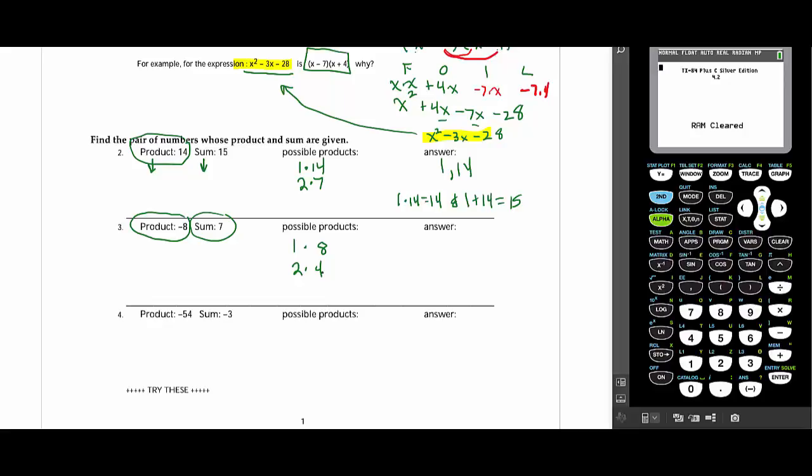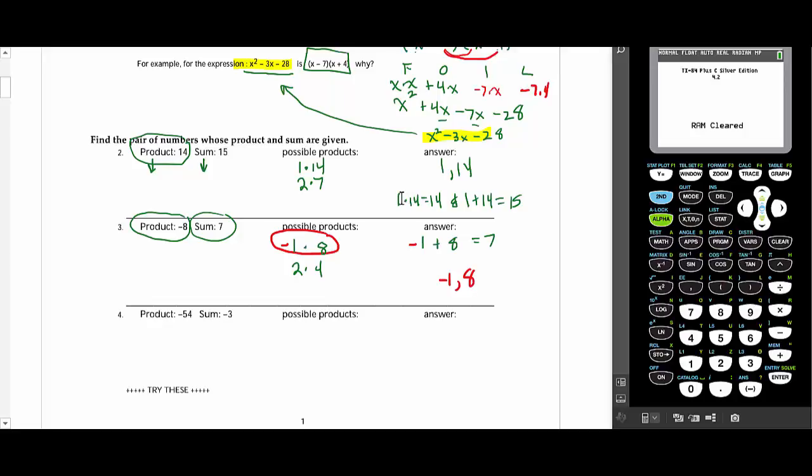1 and 8. Okay, 1 and 8 are 7 apart, aren't they? So if you want to get 1 and 8 to add up to 7, what you have to do is have a negative right there, right? Negative 1 plus 8, 7. So that would be the answer of the problem, the numbers negative 1 and 8. Negative 1 times 8 is negative 8, and negative 1 plus 8 is 7. Does that make sense? Okay, and you'll see why I'm teaching this in just a minute.